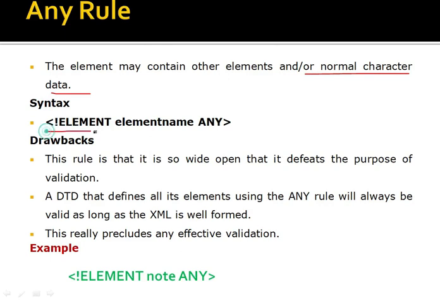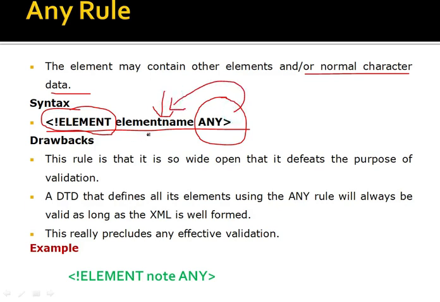Okay, the syntax. This is the keyword. ELEMENT is a keyword. Then the element name. This defines the content the element could take. What type of content? The element can take any data. Okay, any data. So when you give the rule ANY, what will happen? This is a rule that is so wide open that it defeats the purpose of validation. And we use DTD for validating the XML file.